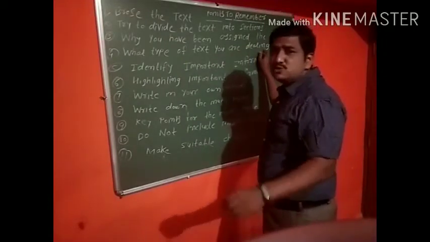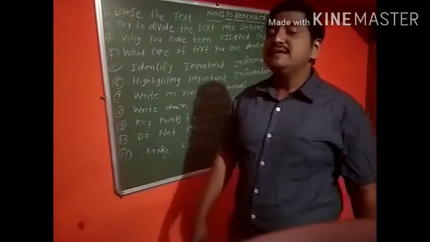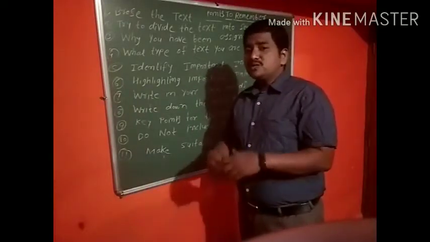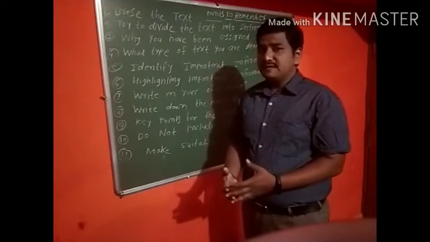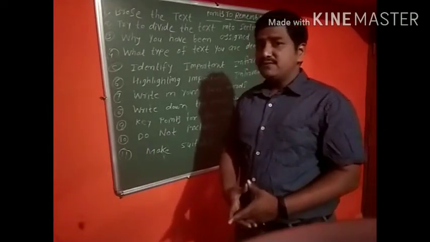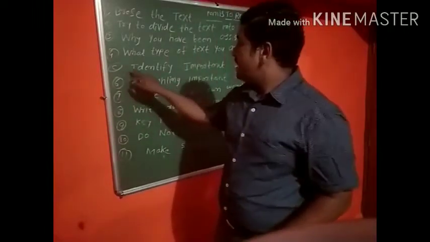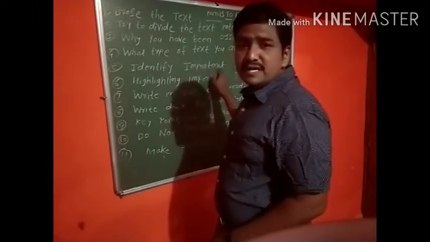The next is, what type of text you are dealing with. It means what type of passage or concept you are dealing with, what they are expecting and demanding from the answer. The next, number 5, is identify important information.